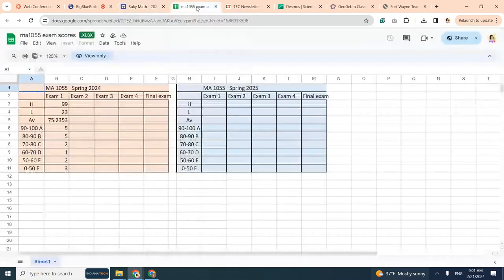So let's look at the exam scores. For our first exam, the highest score is 99, out of 100. Very good. The lowest score is 23. The average is 75.23. And we have 5 students who got A's, 5 students who got B's, 2 students who got C's, 1 student who got a D, and then 2 students between 50 to 60, and 3 students between 0 to 50.